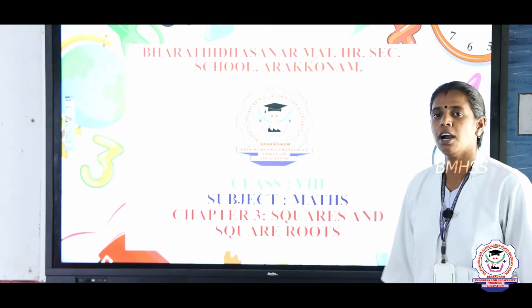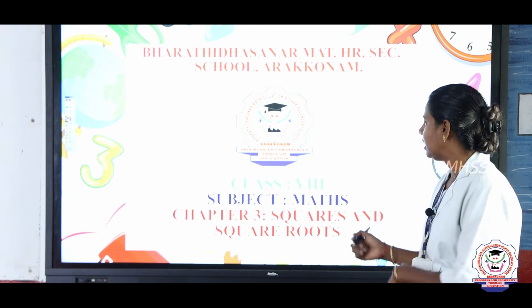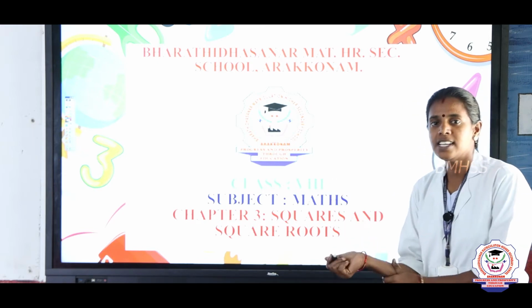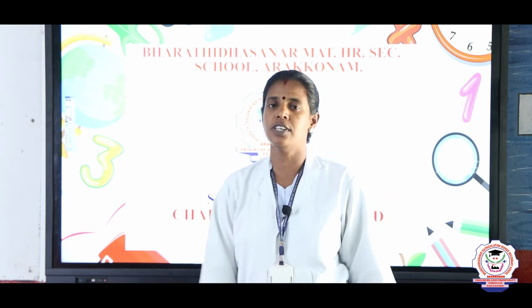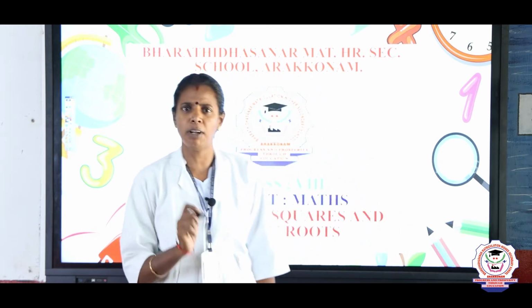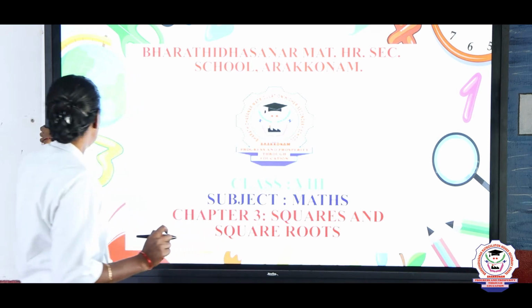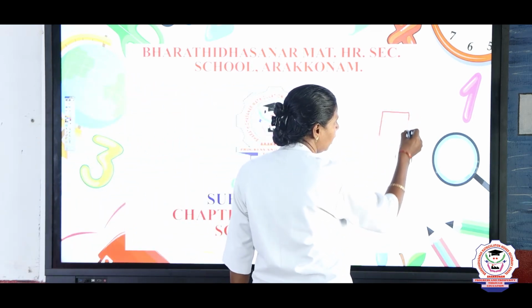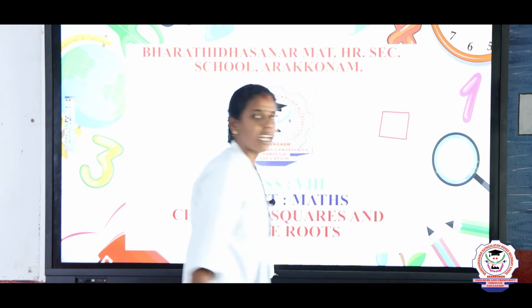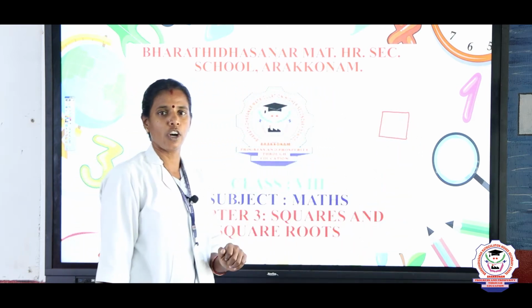Today we are going to see 8th standard maths, the 3rd chapter, which is squares and square roots. What is a square? Today we will discuss squares first. We have learned about the shape of the square, right? How will the square be? A square is a shape where all four sides are equal.